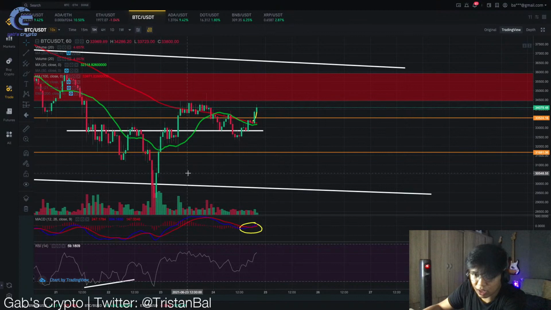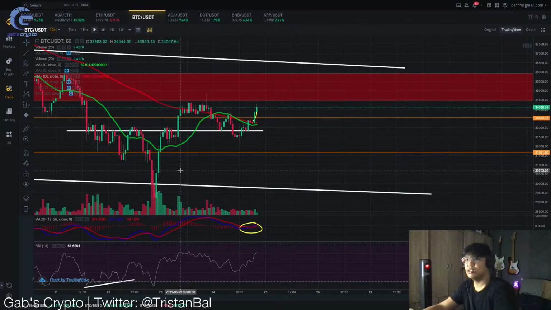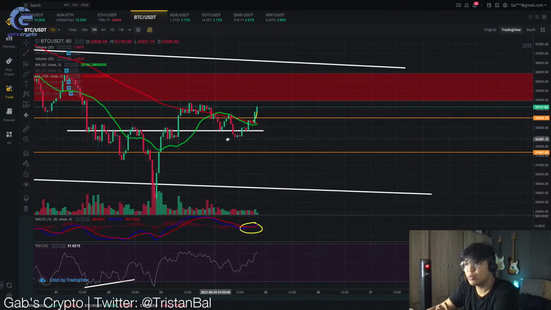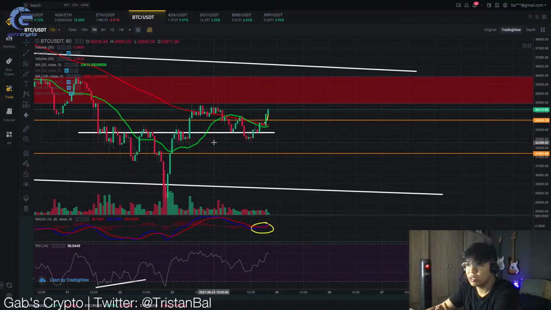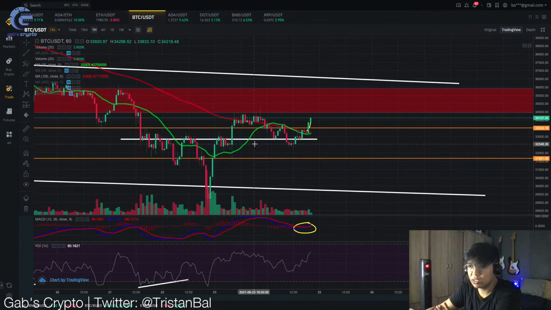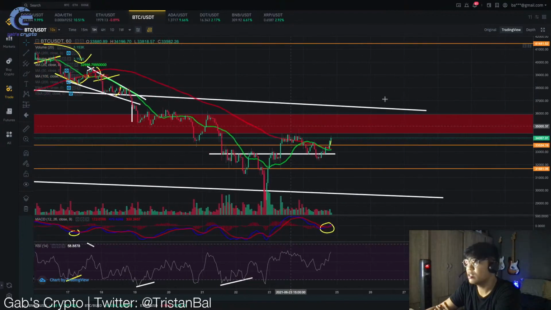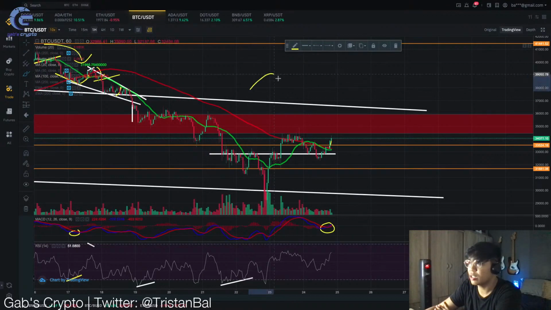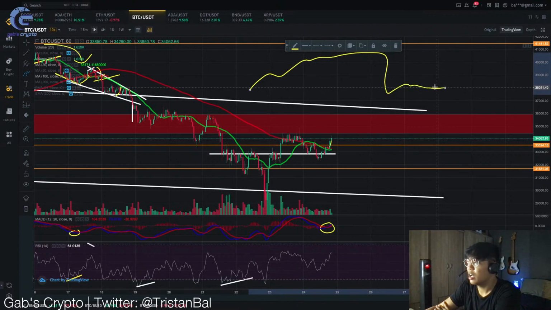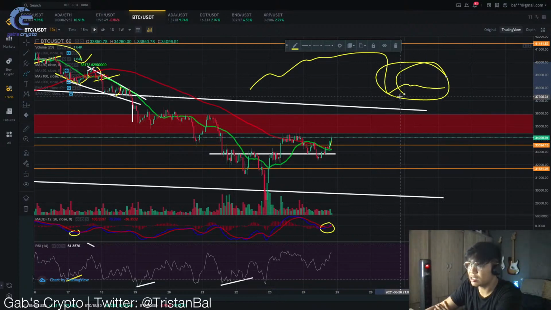Mas effective po ba ang MA compared to EMA 48? Actually, both of them are okay naman. So, si exponential moving average, in statistical terms ha, is skewed. Yung data niya is skewed to the latest action, meaning mas nagpo-focus yung data niya sa latest movement. So kung meron kang galaw na ganto, ang mas mapapansin ng exponential moving average is itong data na yan, yung latest.